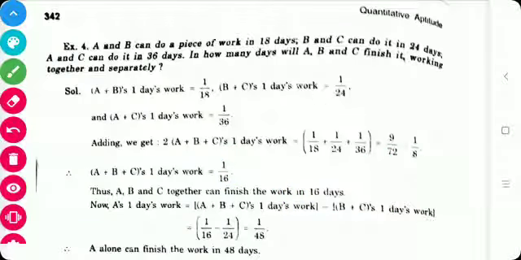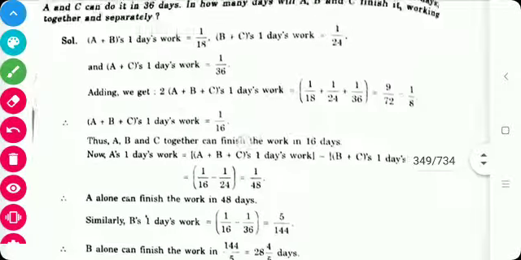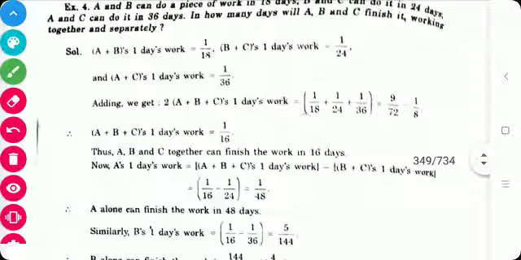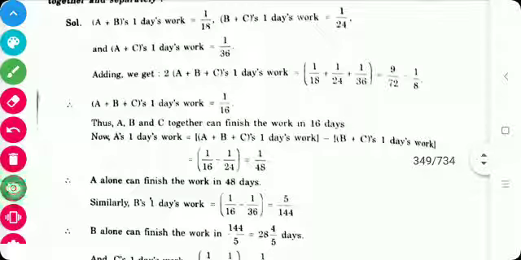Okay. Now we have to find out the separate days if they work separately. So now A's 1 day work is equal to (A plus B plus C) minus (B plus C). So it is 1 upon 16 minus 1 upon 24, which is 1 by 48. So A alone can finish the work in 48 days.